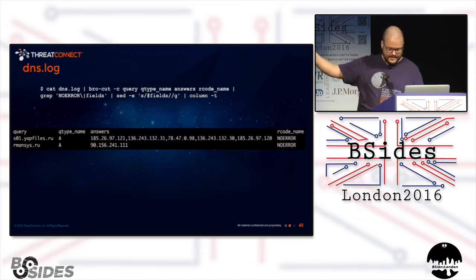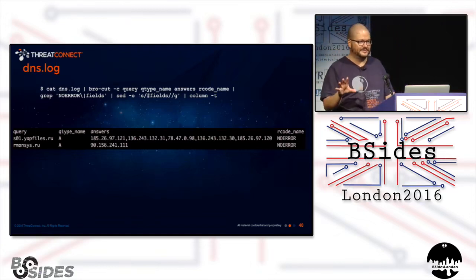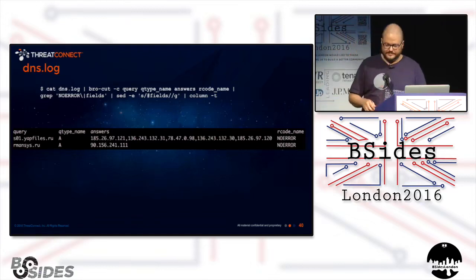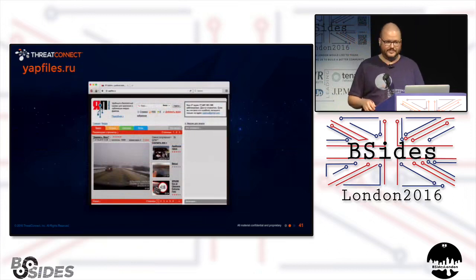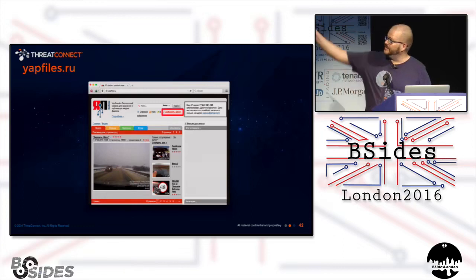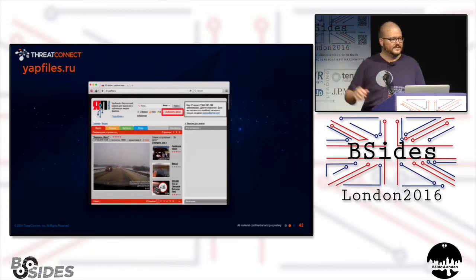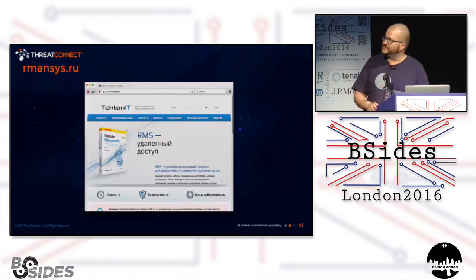So this second one, rmansys.ru, is interesting. So we're going to take a little bit of a look at that in a moment. But first, I went and I looked at yapfiles.ru, and I found that this is an image and video sharing site, a Russian language image and video sharing site, and you can upload a file. So of course, I'm thinking, all right, this is a little bit suspicious.